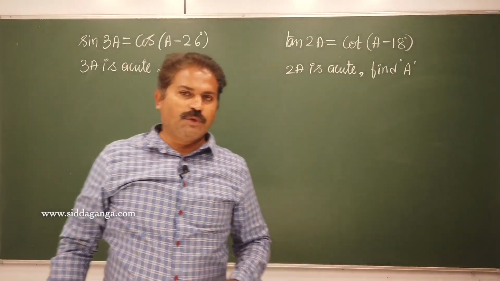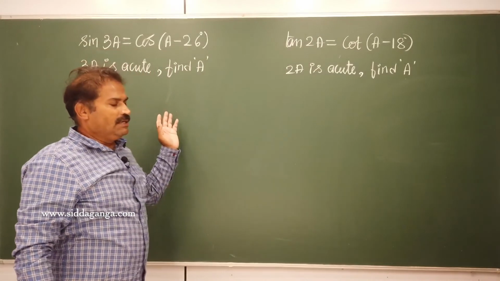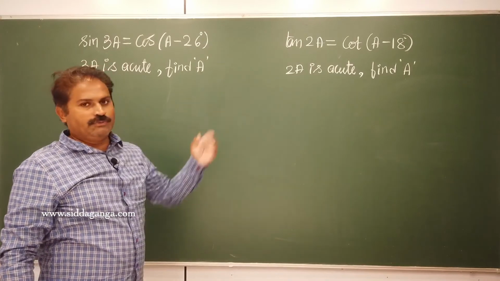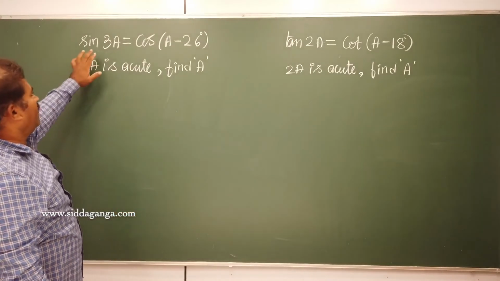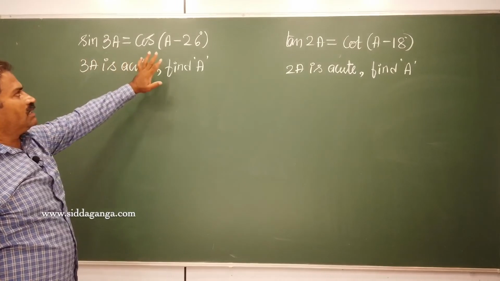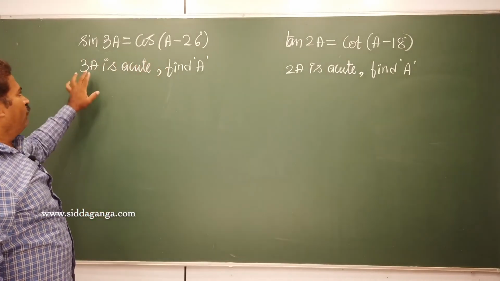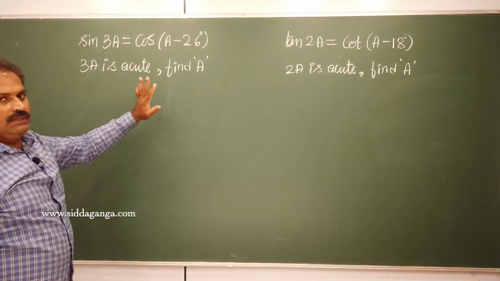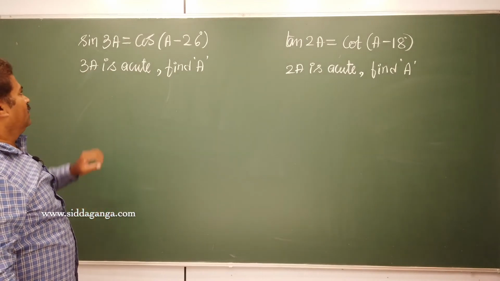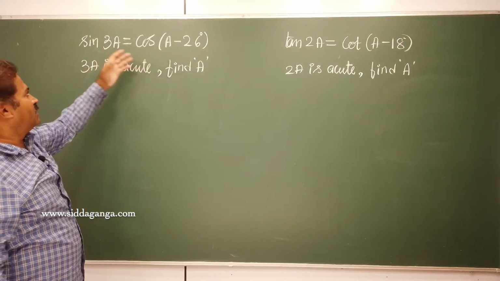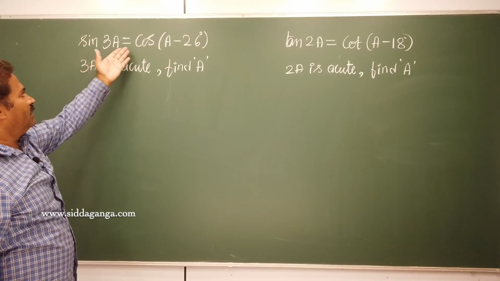So here we have two problems, one from the worked example and the other from the exercise. Here what they have given: sine 3A is equal to cos (A minus 26 degrees), where 3A is acute, then you need to find angle A. So they have given complementary, as you can see that sine 3A is equal to cos.